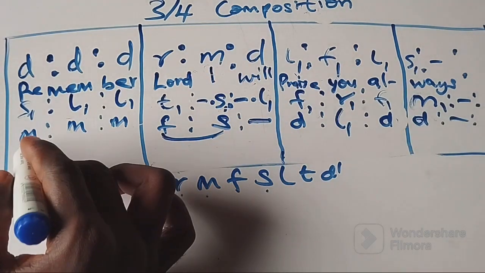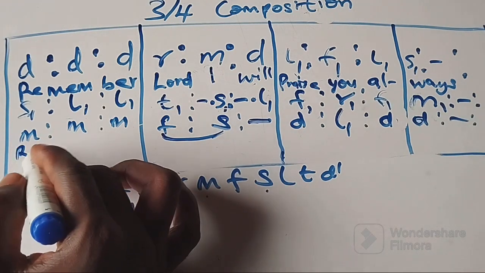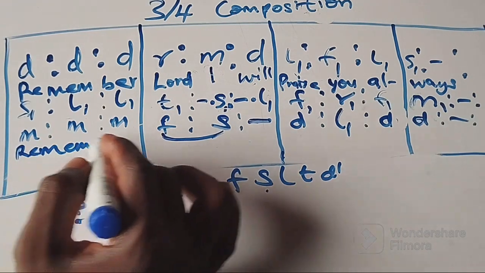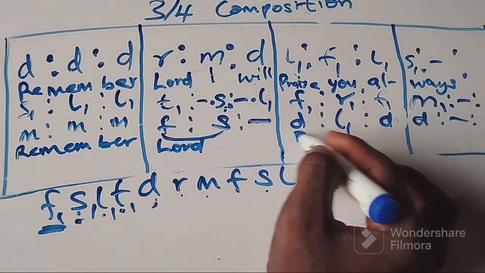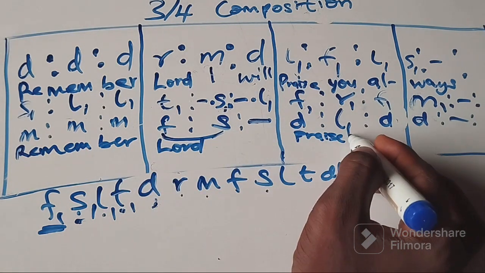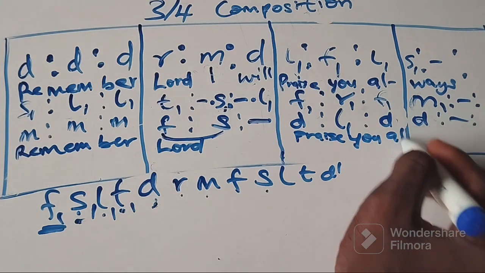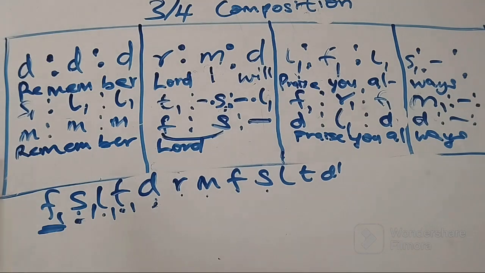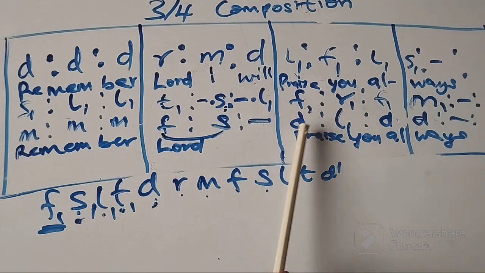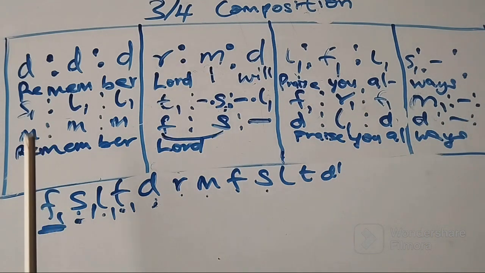So you write it, remember, Lord, praise you always. So tenor is now having a different thing altogether. That is how to compose. If you can draw it, it is upon you. Mi, fa, so, do, la, do.